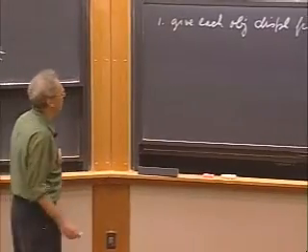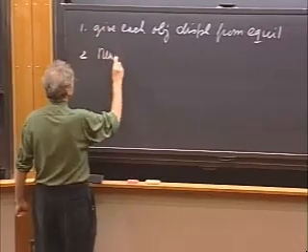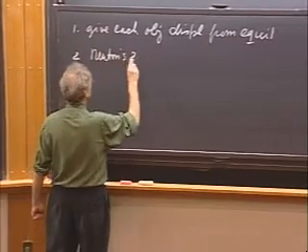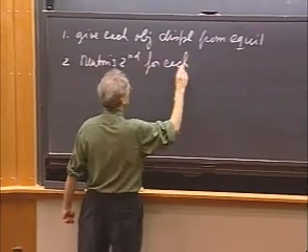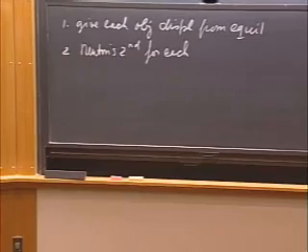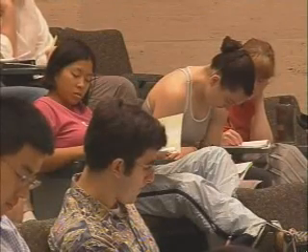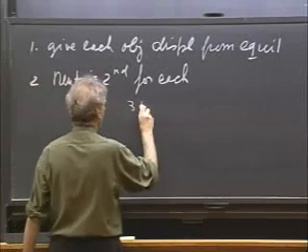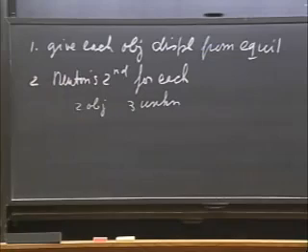That's number 1. Once you have done that, you write down Newton's second law for each. Which means, if you have 2 objects, you have 3 unknowns. What are the 3 unknowns?